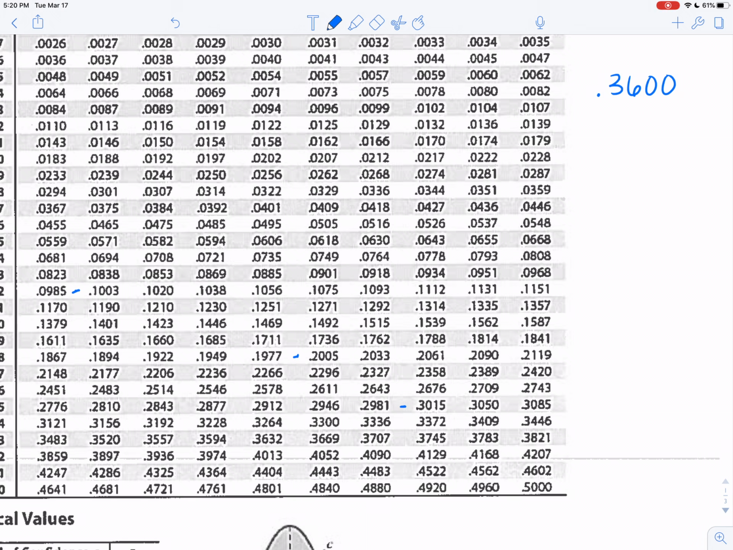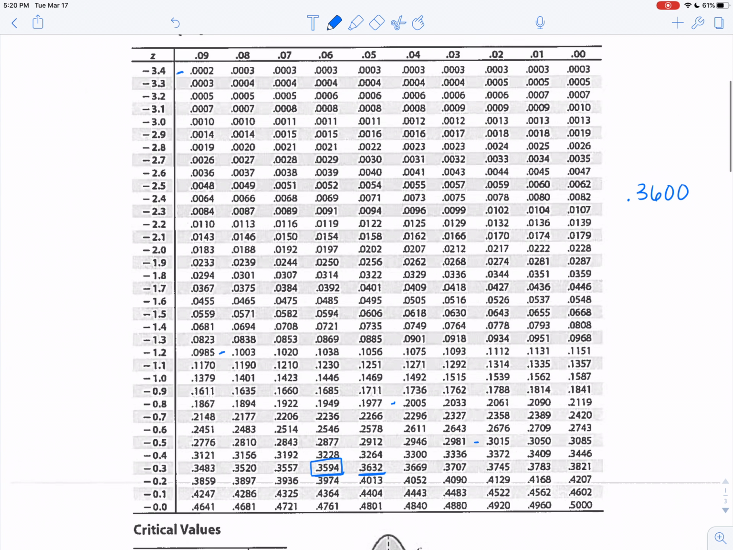Now what I'm looking for is 0.3600. So you should see that's going to be in between 0.3594 and 0.3632. When I can't find the exact area, I want to choose the one that gets the closest. So 0.3594 is going to be closer to what I'm looking for than 0.3632. Therefore, I'm going to take the z-score that corresponds to that, which is negative 0.3 and 6 in the hundredths place.